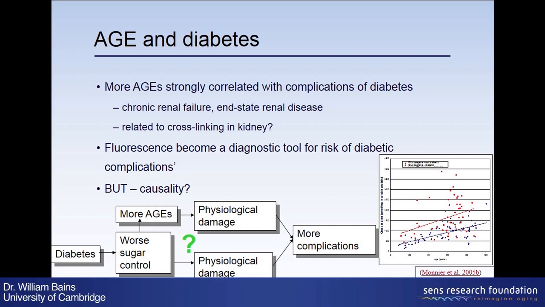And I'll talk in a little bit more detail about a couple of diseases as examples of what we know about crosslinks and disease, before starting to talk about how we might treat age-related crosslinks and the diseases that they may or may not cause.